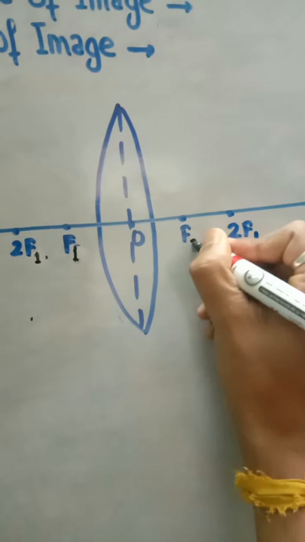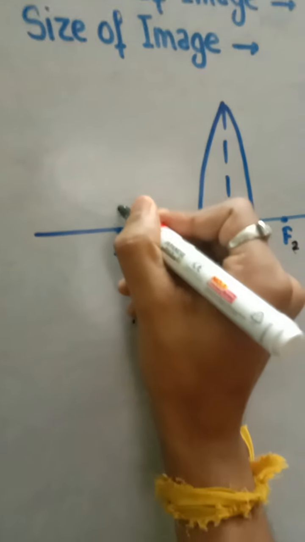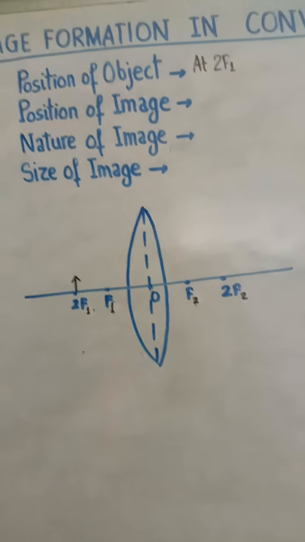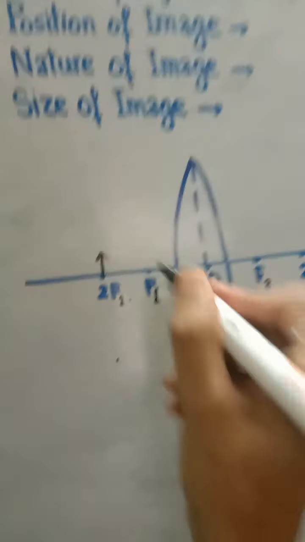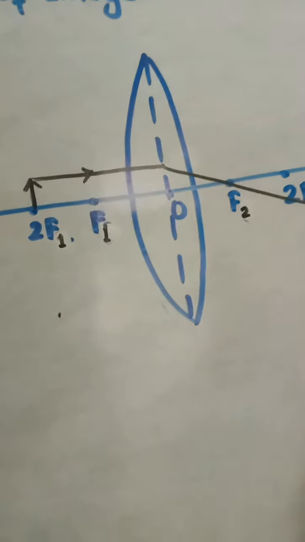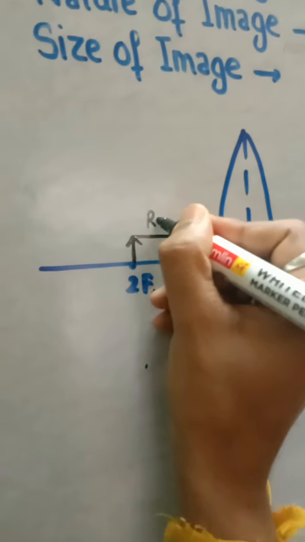This side is f2. So while you keep it on f1, the object is kept at twice f1. Let's use rule 1 first. A ray of light parallel to the principal axis goes through the focus. So this is rule 1 again.